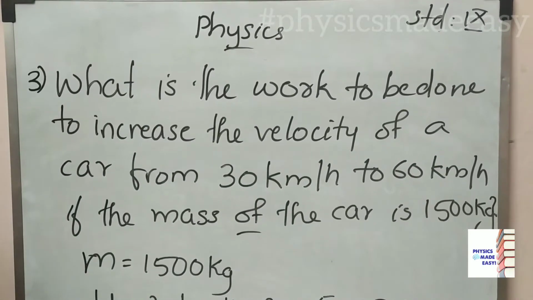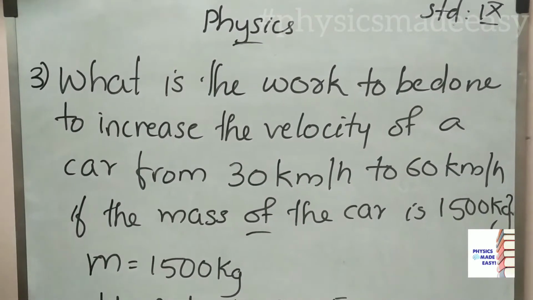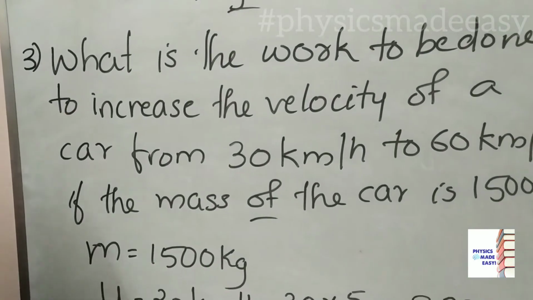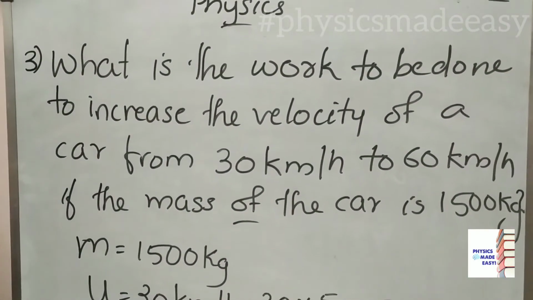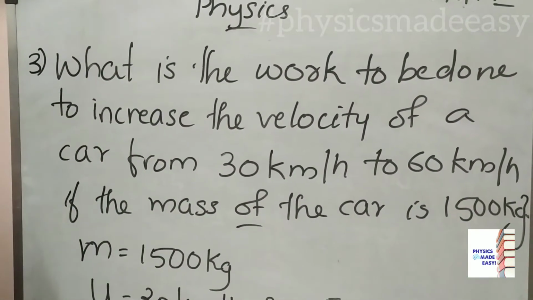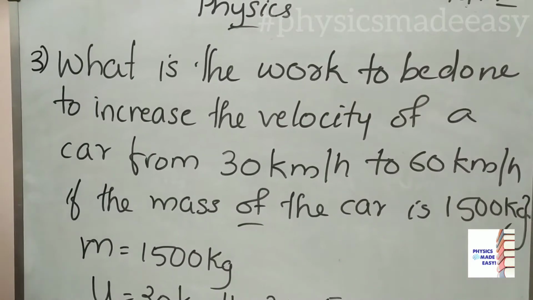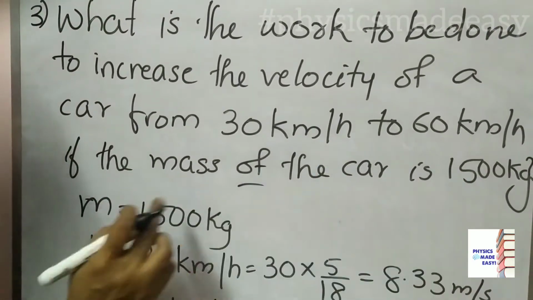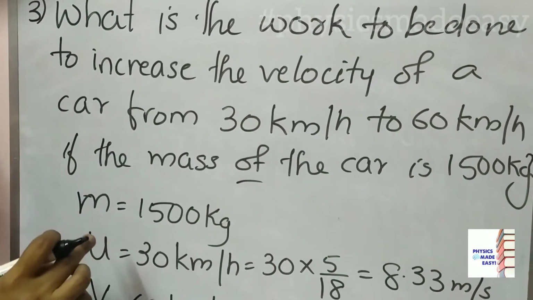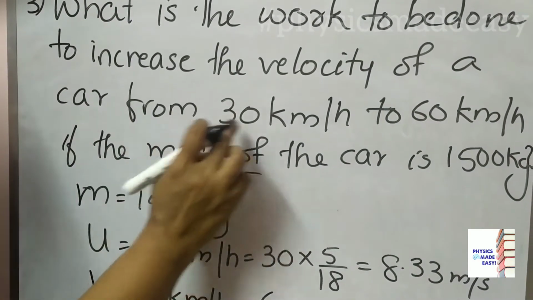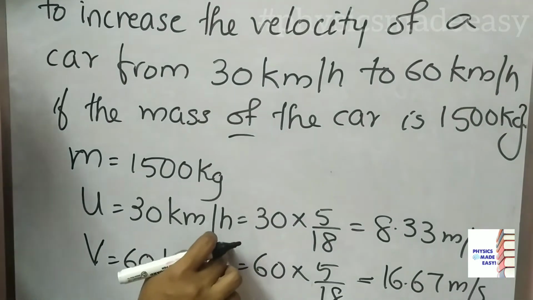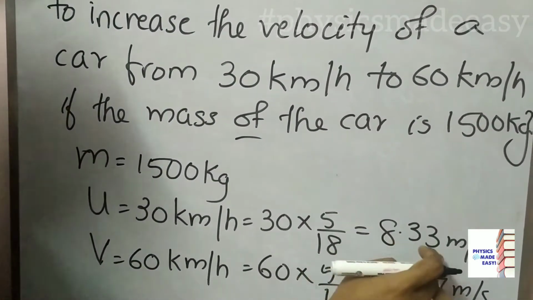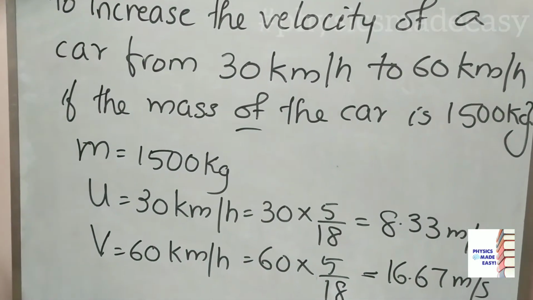Work done is equal to change in kinetic energy. According to that work energy theorem, we can apply that. So work done, how to find? Here we have to find the change in kinetic energy. So here you can see the mass is given 1500 kg. Then that initial velocity is given 30 km per hour. You have to convert it into meter per second. So that is 8.33 meter per second.